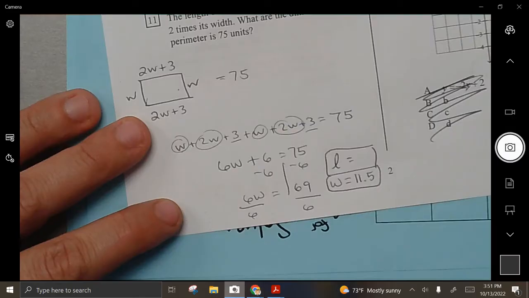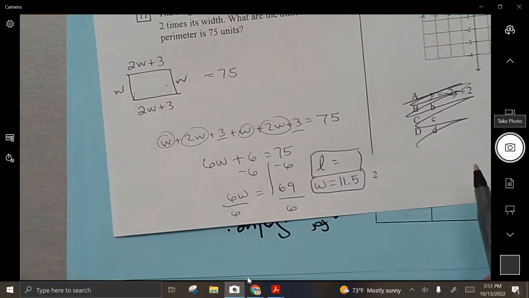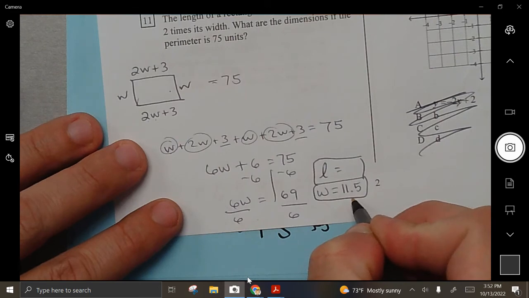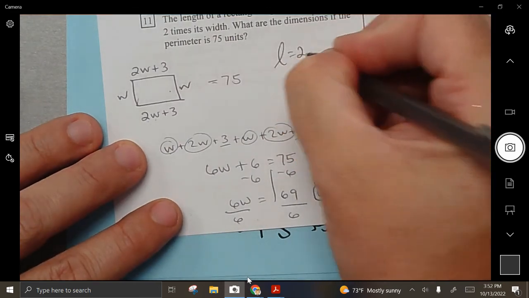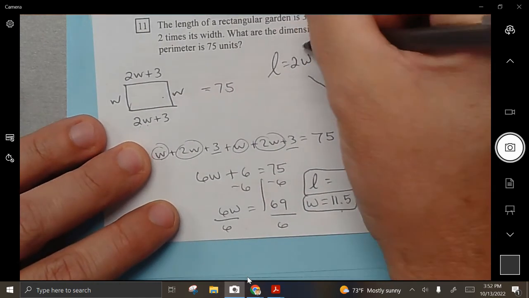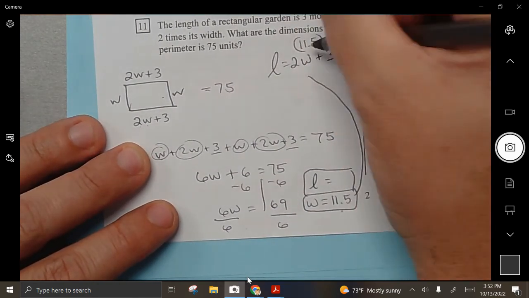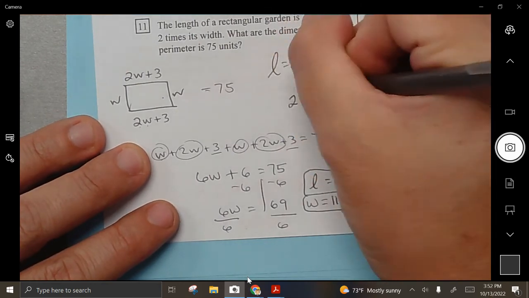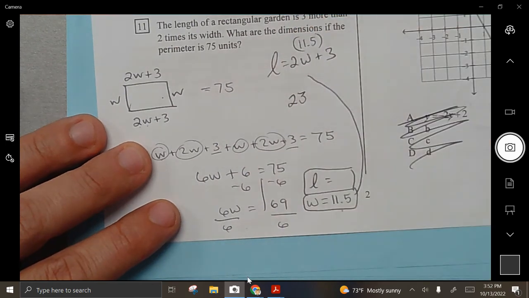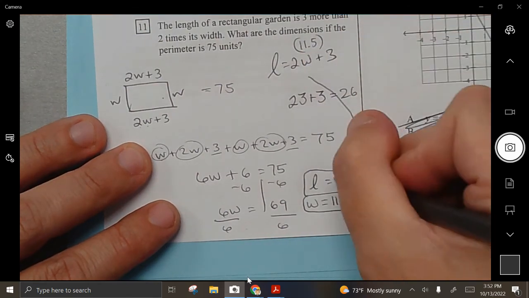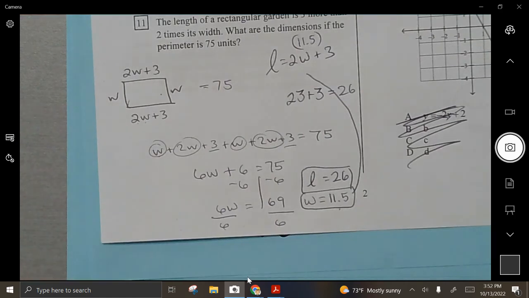You also need your length, I mean. 2 width plus 3. You know the width. So the length is going to be 2 width plus 3. 11.5 times 2. Is that going to be 23? 23 plus 3 is going to be 26. All right.